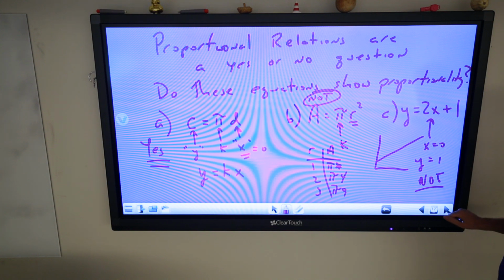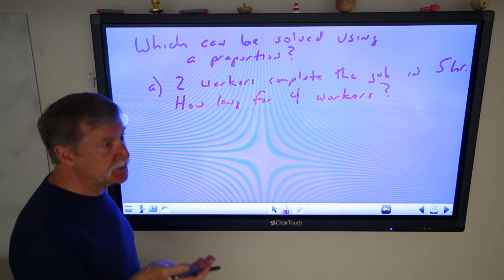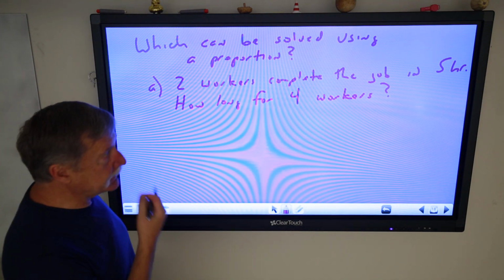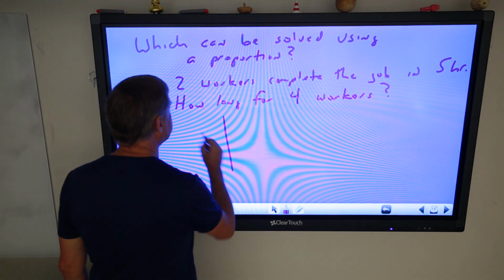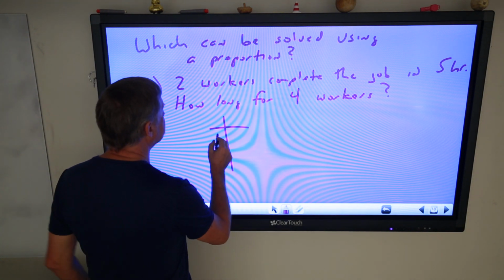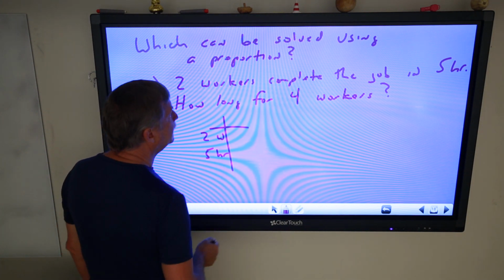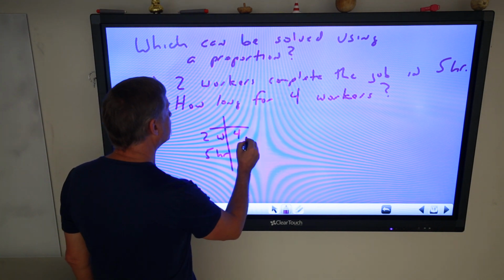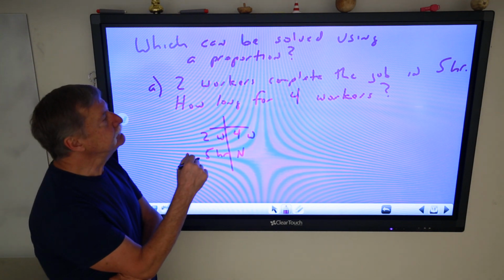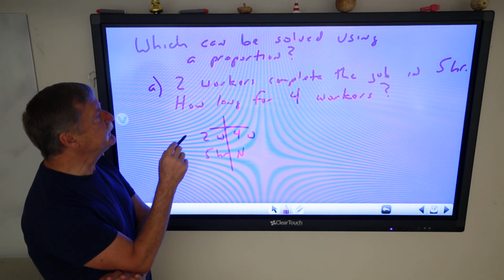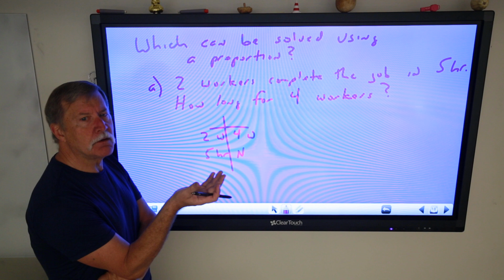Other types of problems you might see would be something like this. Can this be solved using a proportion? All right. 2 workers complete the job in 5 hours. How long for 4 workers? If we tried to do this with the cross, we would say that we've got 2 workers in 5 hours, then how long for 4 workers? 4 workers for how many hours? If it was proportional, this would work. Now, thinking about this, if you've got twice as many workers, how long should it take? Should it take more or should it take less time?